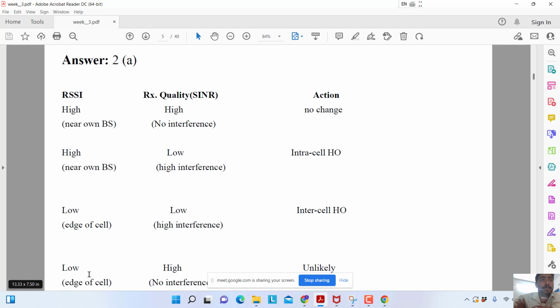And the last statement is the low RSSI. It means we are at the edge of the cell. And receiver quality is high. It means we are not getting interference. So it comes in the category of unlikely scenario. For this case, our channel is very good. Or for this case, our channel is very bad.